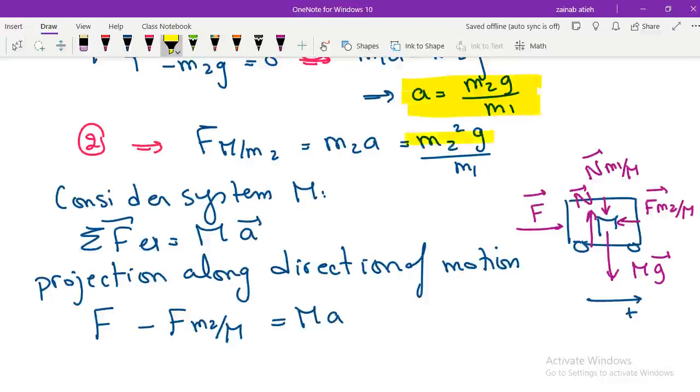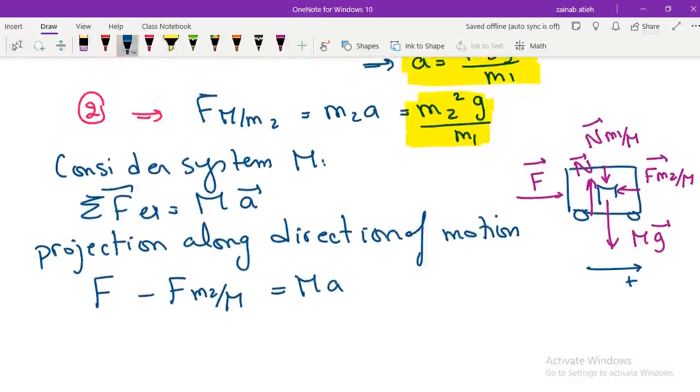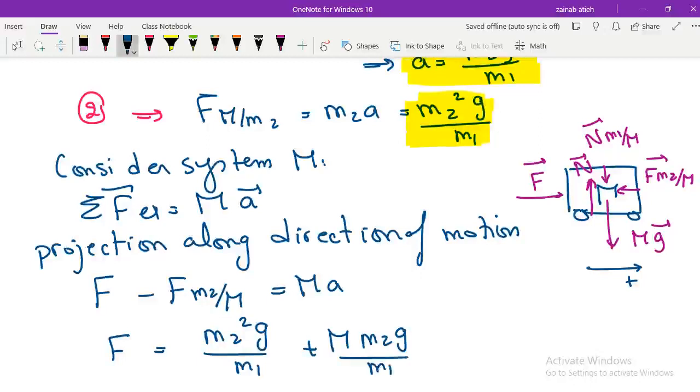So I already found its value. Here it is, it's up, colored in yellow. So I will substitute for this force to get F. It's equal to M2 squared G over M1 plus M. I will substitute for A. A was M2G over M1. And this is how we got the final answer.